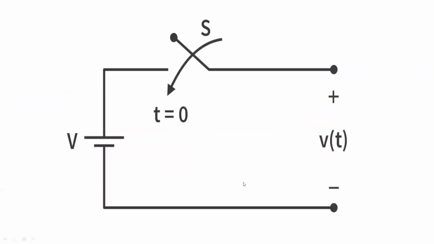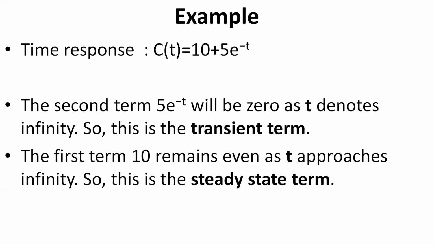If you see the transient response, after applying input to the control system, t is equal to 0 when the switch is on, and then you have v(t) equal to V. After applying input to the control system, the output takes a certain time to reach steady state. So the output will be in the transient state till it goes to the steady state. Therefore, the response of the control system during this transient state is known as the transient response. Mathematically, the transient response can be written as the limit of c(t) as t tends to infinity being zero.